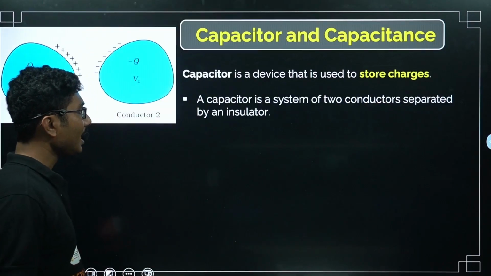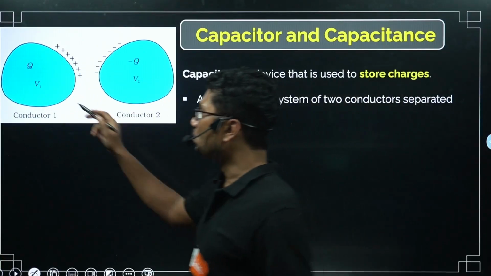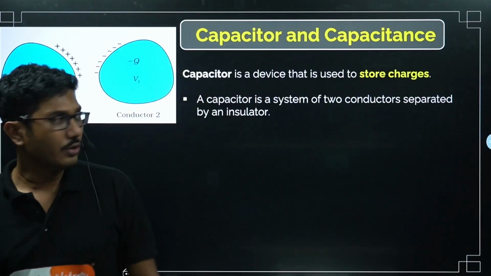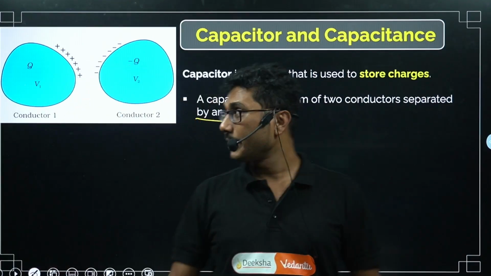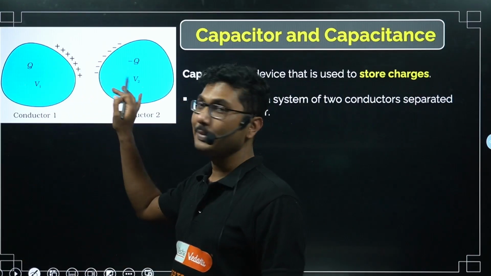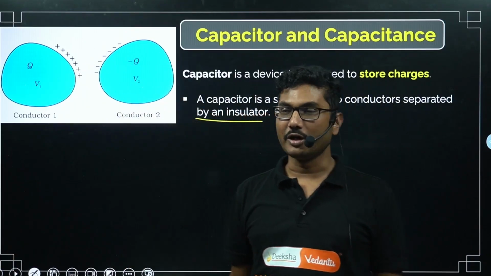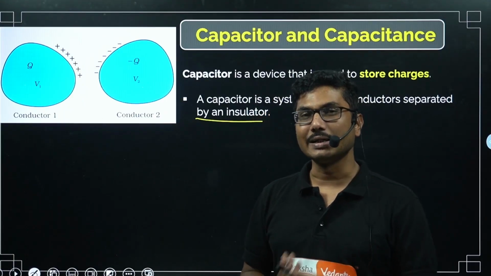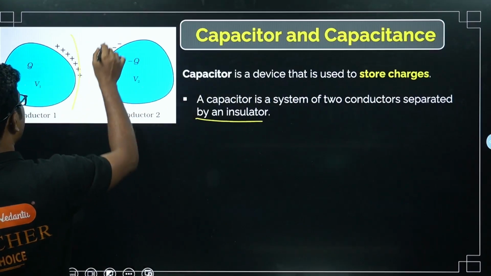A capacitor is a system of generally 2 conductors, one at potential V1 and another at potential V2, separated by an insulator. Now remember, if nothing is there, that means air is there, and we call it an air capacitor. Air is also an insulator. Even though it is a very weak insulator, it is still an insulator.